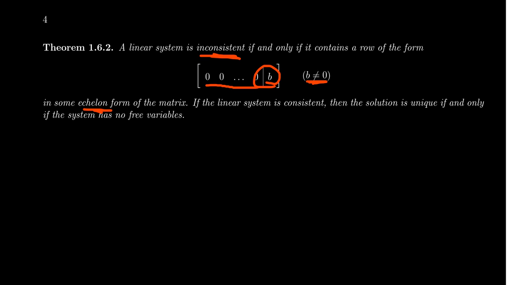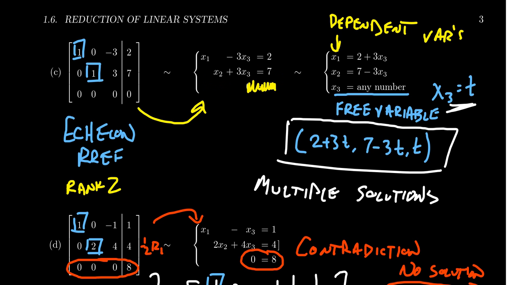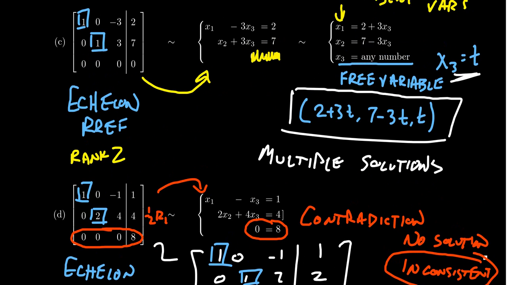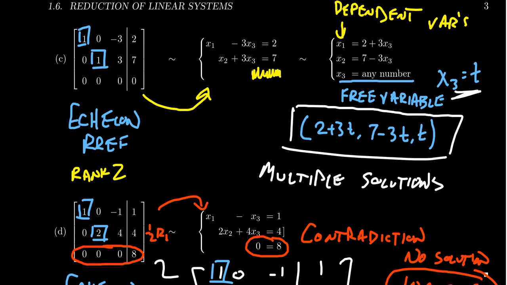If you don't have a contradiction in your echelon matrix, then the system of equations is consistent. It'll have a solution, but does it have a unique solution or does it have multiple solutions? Well, your solution will be unique if you have no free variables, like we saw in the previous examples here, right? We had this free variable, which gave us multiple solutions.